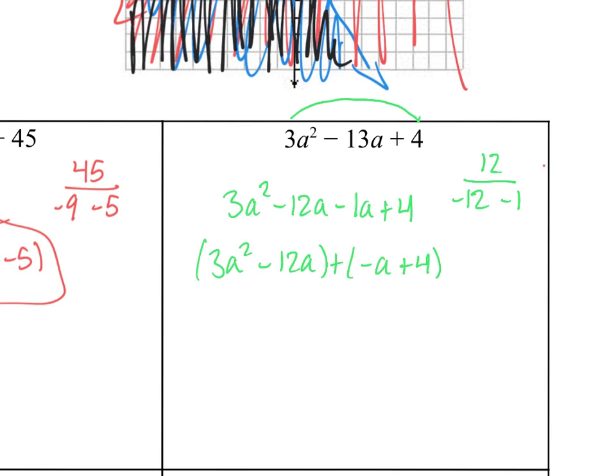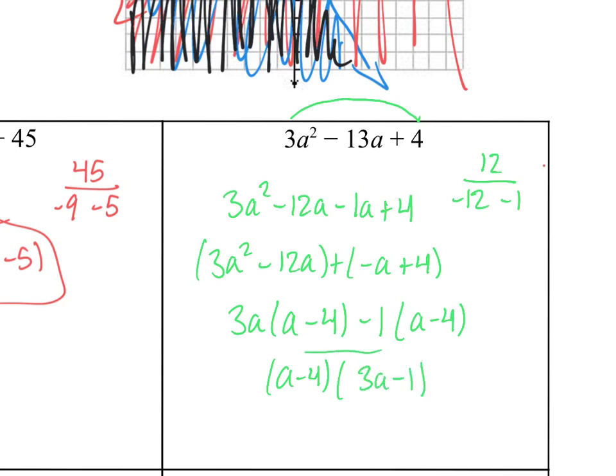Now, what do they share in common? This one shares a 3a in common. Take that out. This one, you can just take out a negative 1, to make it a minus 4. And then take that a minus 4 out of both terms, and what's going to be left? The 3a minus 1. And there you go. There's the factors.